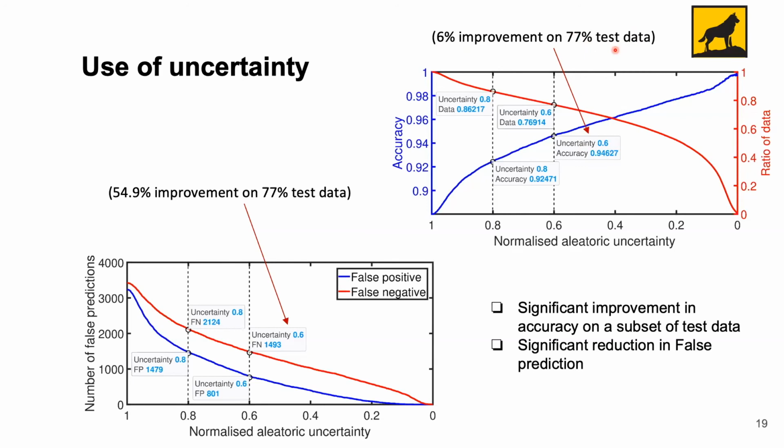And we can see that this is a massive improvement. A 6% improvement on a subset is a significant improvement. We see that the accuracy increases as the uncertainty threshold is reduced, right? So we see a strong correlation between the model's ability to predict accurately and its confidence, right? Why is it so? We see that the number of false predictions also decreases as the uncertainty threshold decreases. Why is it so?